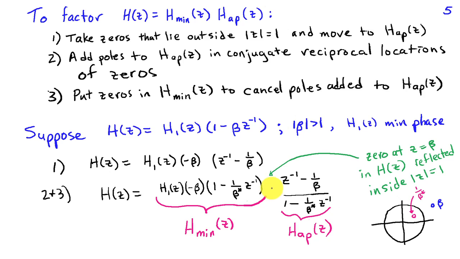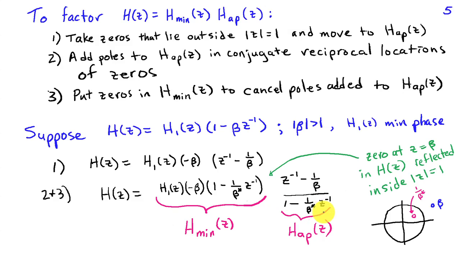This first part here is h min of z, as I've indicated in the magenta color, and then the second term is in the form of an all-pass filter. So in a sense, what we've done, starting up here with h of z, is we've taken the zero that was at z equals beta and obtained a minimum phase system by reflecting that zero back inside of the unit circle.